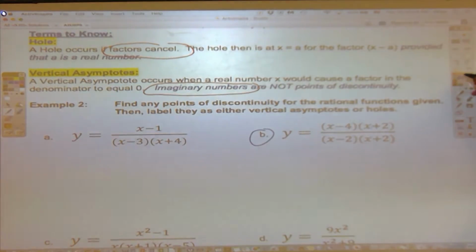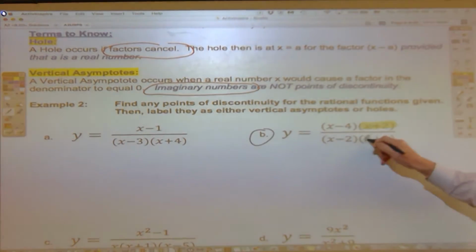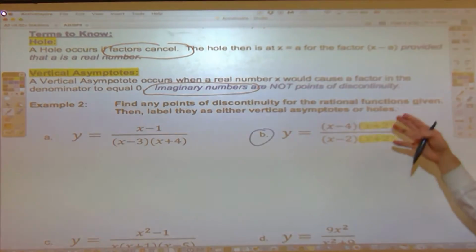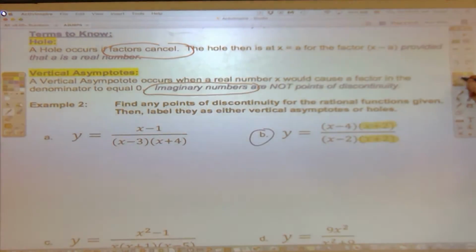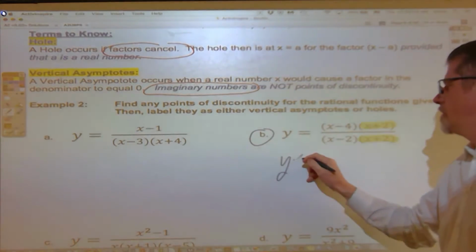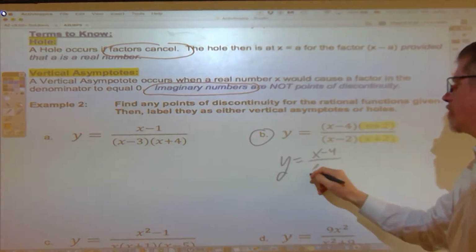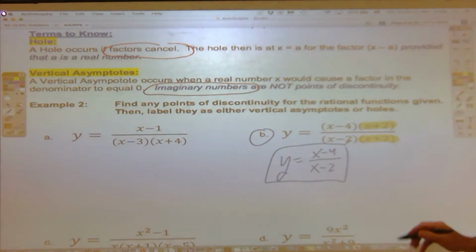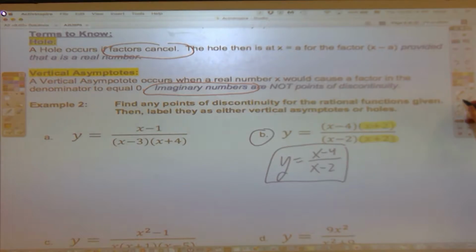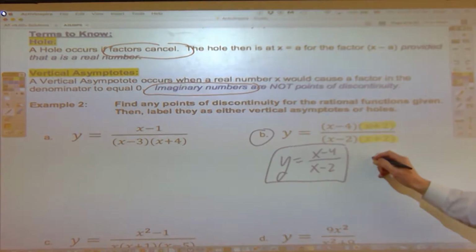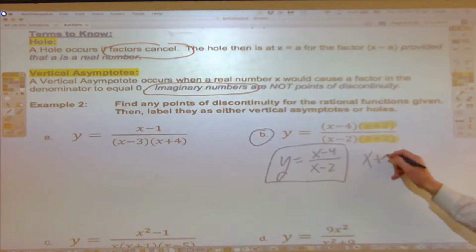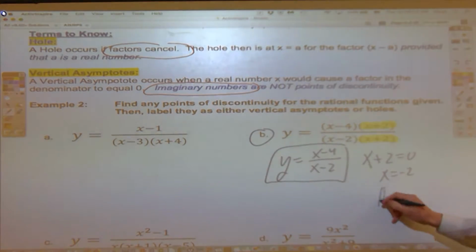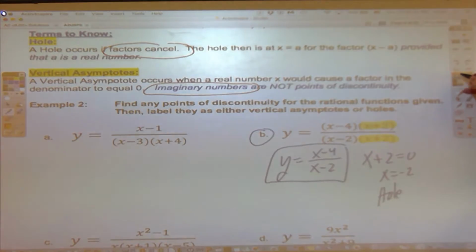On the homework solutions, which are already posted, you'll see that I cancel the factors in yellow highlights. So the x plus 2's cancel. Therefore, this is the graph x minus 4 over x minus 2, but it has a hole where x plus 2 is equal to 0. So x plus 2 equals 0 gives us a zero of -2. That's going to give us a hole in the graph.